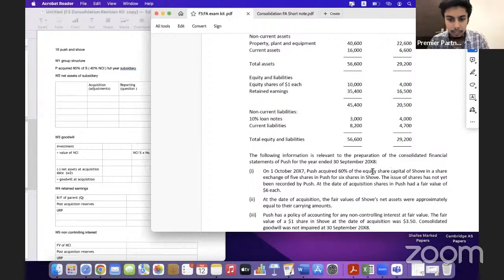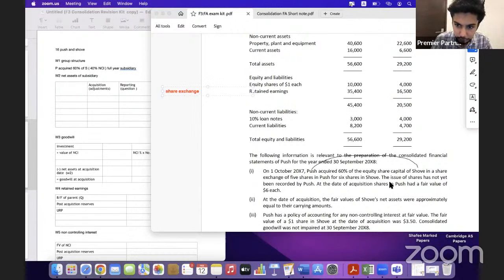Of Shove in a share exchange of 5 shares in Push for 6 shares in Shove. The issue of shares has not been recorded by Push at the date of the acquisition. Push shares had a fair value of 6 each. Now guys, look at this part. How do we work out this double entry? P is buying S. How is he buying S? He is going for a share exchange. Now let's learn how to calculate it.